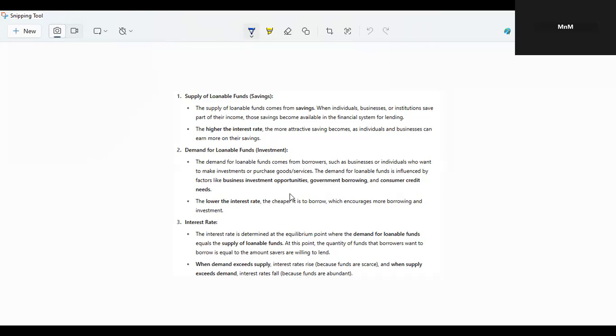Okay. Is that clear? And then, when they are equal, that's when you have the term equilibrium rate of return. Yes, that's where we have the term equilibrium rate of return.